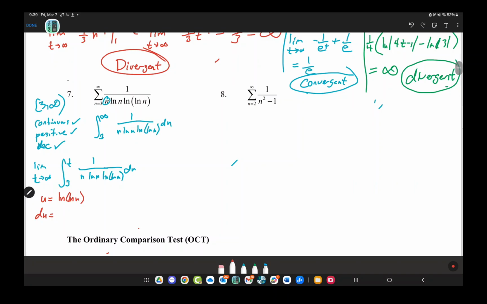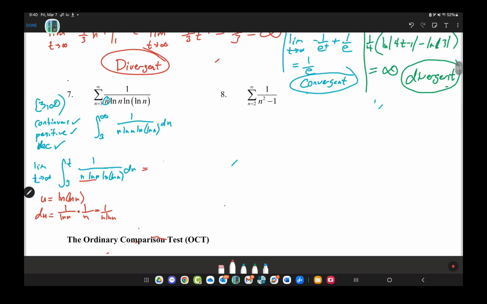One over, times the derivative of what's inside, the natural log of n, which is 1 over n. So that gives you 1 over n natural log n. Do we have n natural log n? Oh, we do.